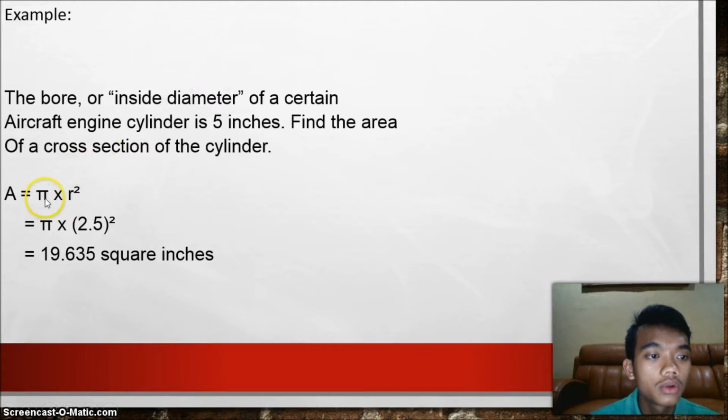So area is equal to pi r squared. We must substitute the radius into the formula so we can get the answer. In this case it's 5 inches divided by 2, which is equal to 2.5. So pi times 2.5 squared, and we get 19.635 square inches.